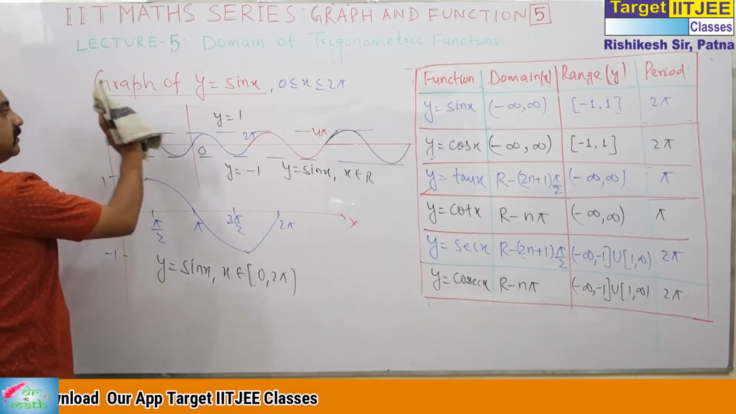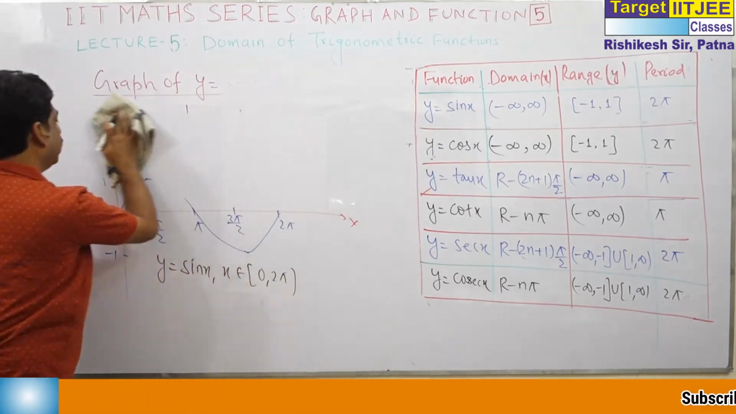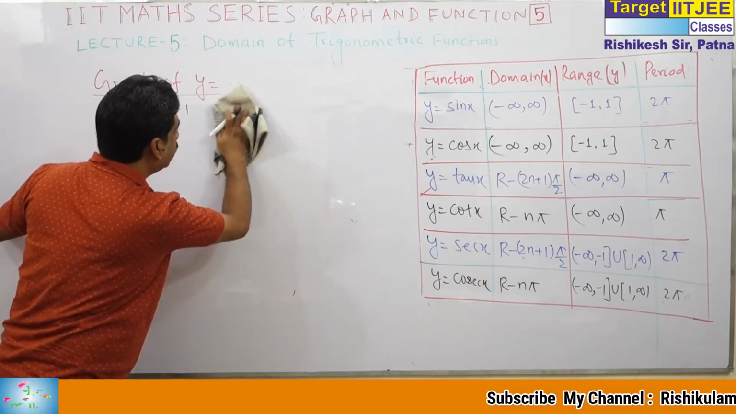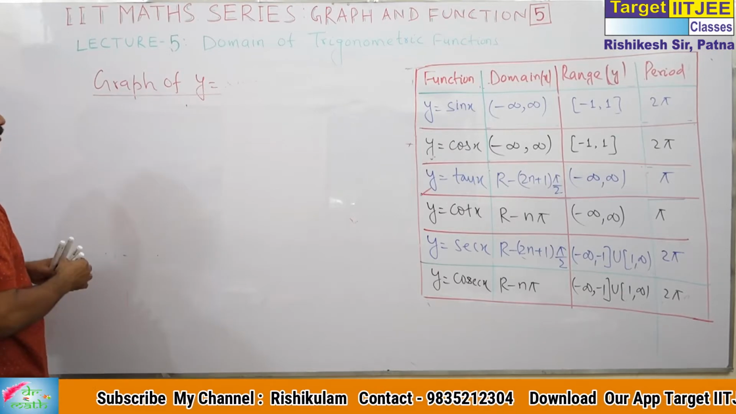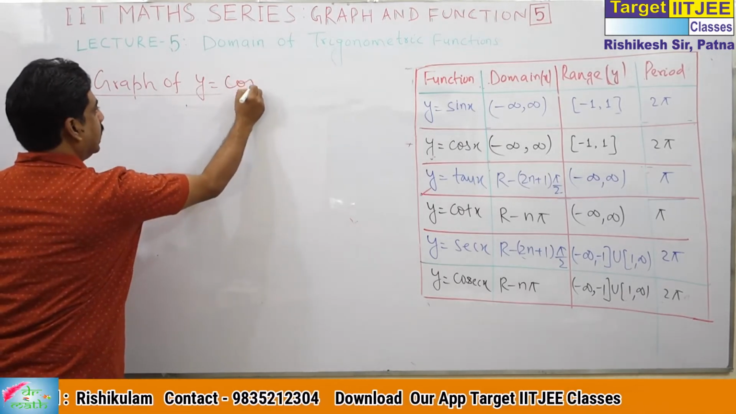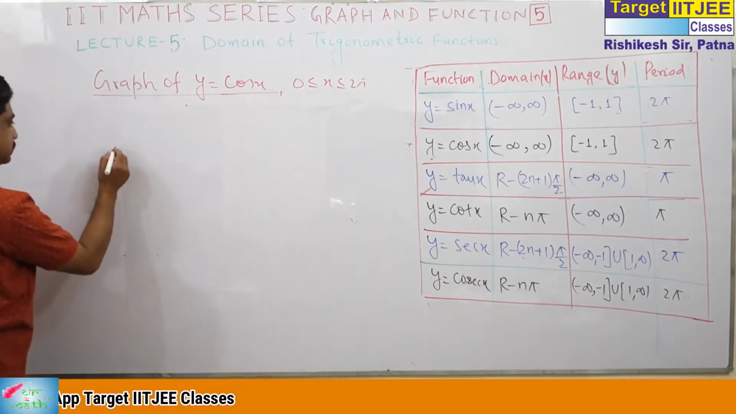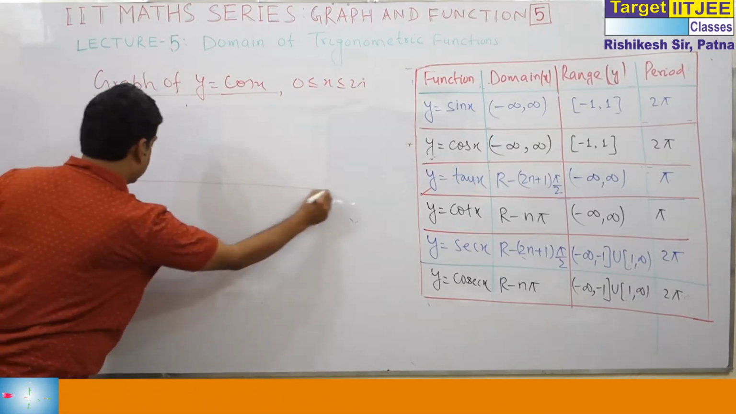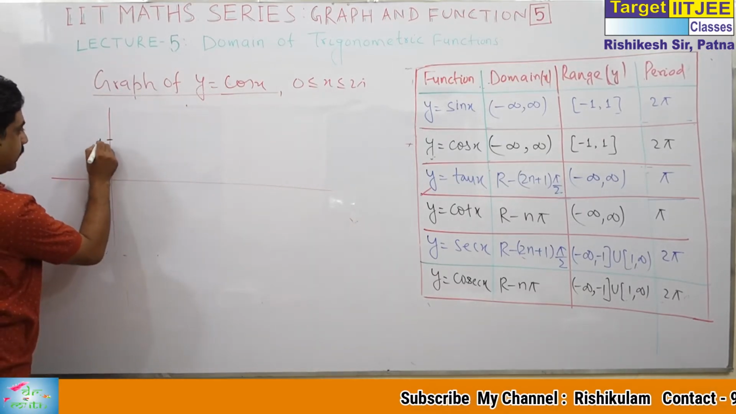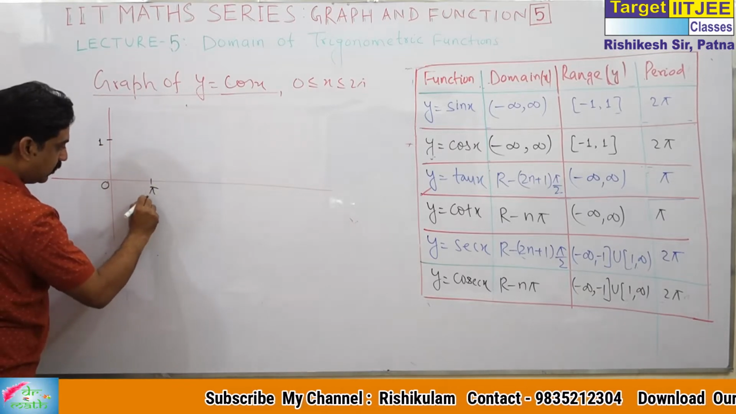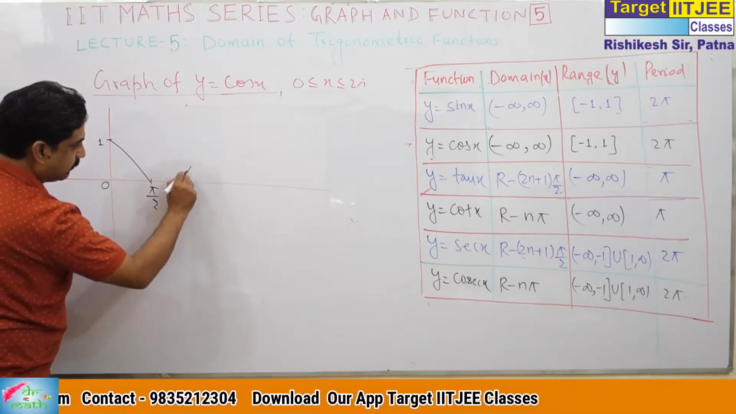But the graph of any trigonometric function is important in 0 to 2 pi. Now come to the graph of y is equal to cos x, again in 0 to 2 pi. How do we draw the graph? Cos 0 is 1, so it starts from 1. Cos pi by 2 is 0, it decreases to 0. Cos pi is what? Cos pi is minus 1.